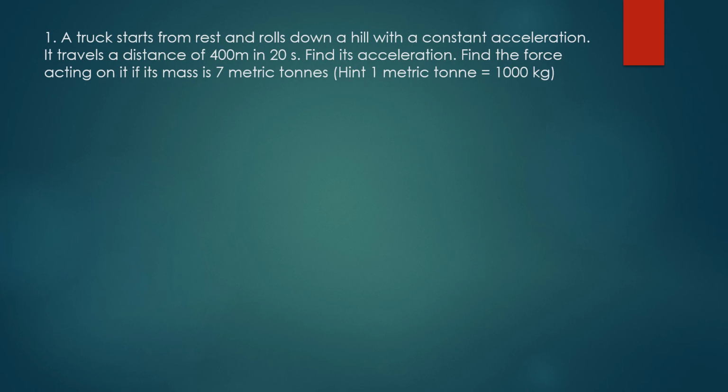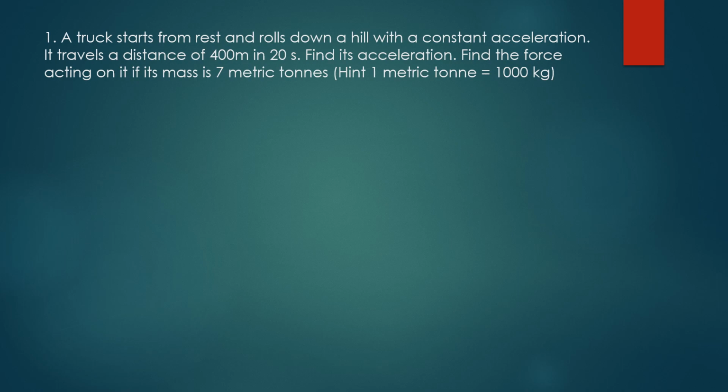So this is the first one from the NCERT exercise. A truck starts from rest and rolls down a hill with a constant acceleration. It travels a distance of 400 meters in 20 seconds. Find its acceleration. Find the force acting on it if its mass is 7 metric tons. Hint: 1 metric ton is equal to 1000 kilograms.